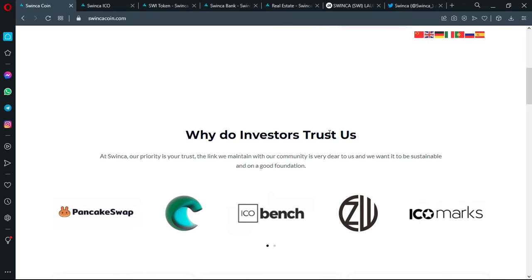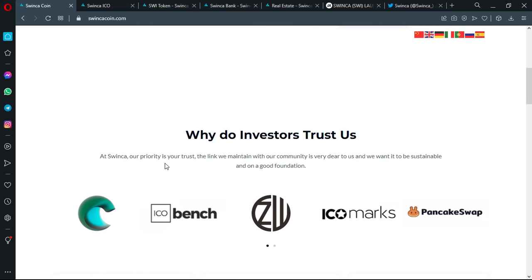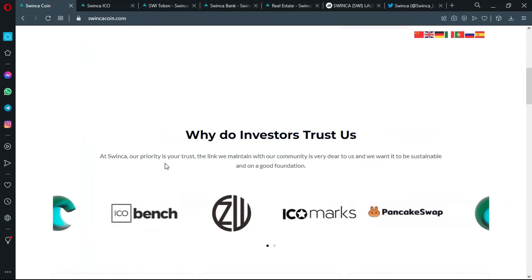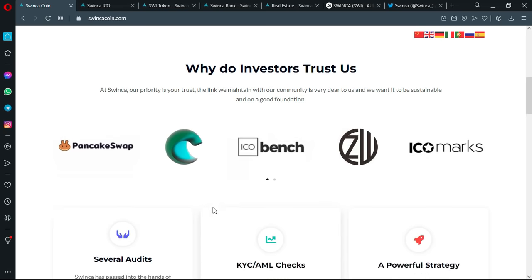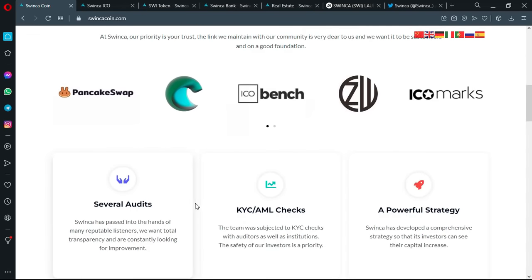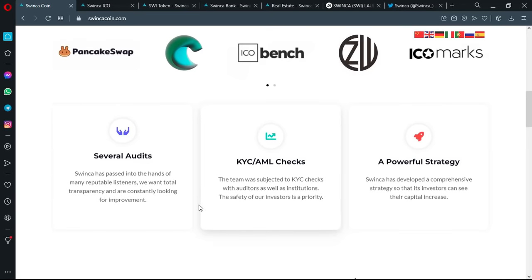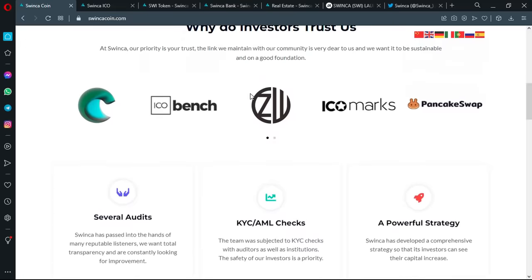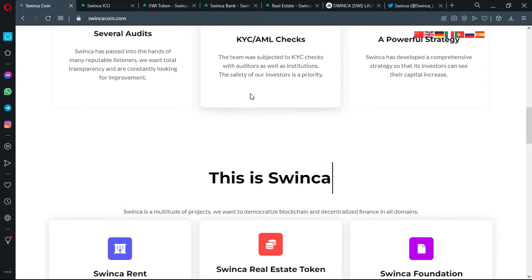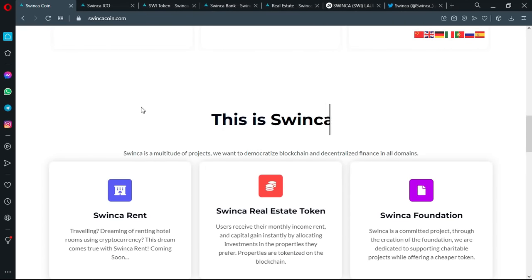Why do investors trust us? At Swinca, our property is your trust. The link we maintain with our community is very dear to us, and we want it to be sustainable and on a good foundation. You have here some partnerships or partners. You have several audits, KYC email checks, and a powerful strategy, which are the key points of the trust of their investors. Also, this is Swinca and this is their product.